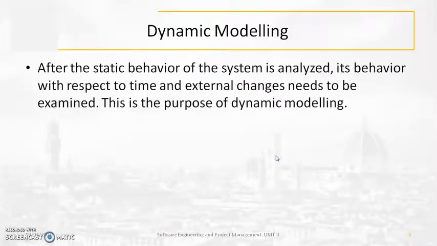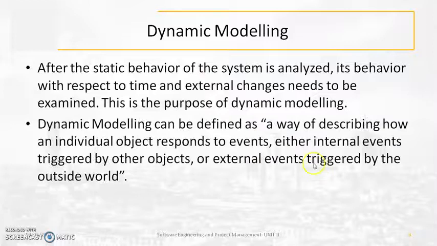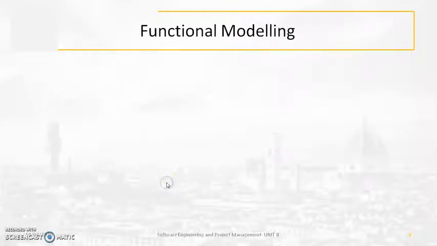And next we will see what is dynamic modeling. After the static behavior of the system is analyzed, the next particular behavior of the system with respect to time and external changes needs to be examined in dynamic modeling. This dynamic modeling can be defined as the way of describing how an individual object responds to an event, either internal events triggered by other objects or external events triggered by the outside world.